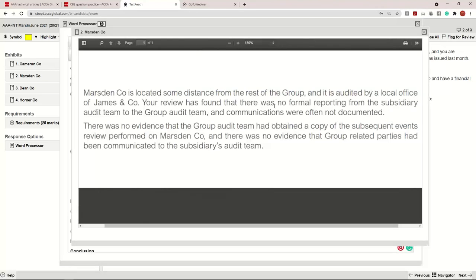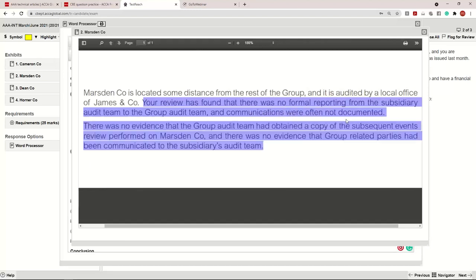Your review has found that there was no formal reporting from the subsidiary audit team to the group audit team, and the communications were often not documented. Do you believe this is the first issue? Do you believe there has to be proper communication between the group auditor and the component auditor, whether they are the same firm or dissimilar firms like Cameroon Company? You need to ensure there is proper communication and proper formal reporting between the component auditor and the group auditor, whether the component auditor is the same firm or a dissimilar firm.